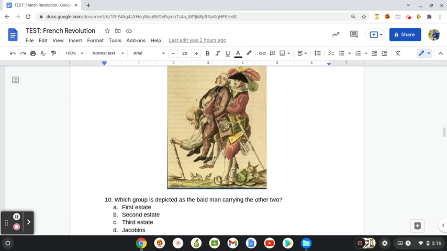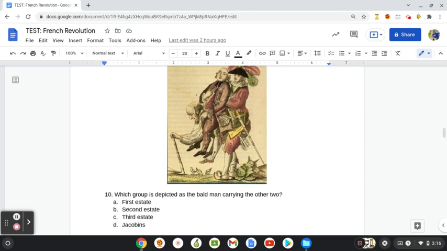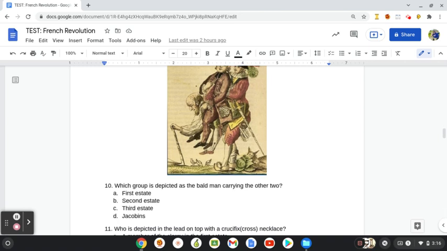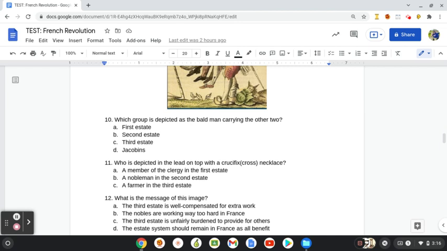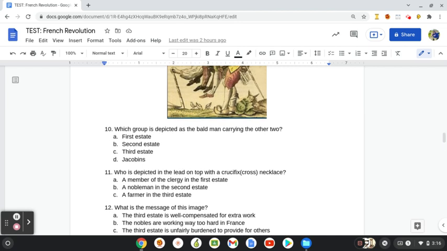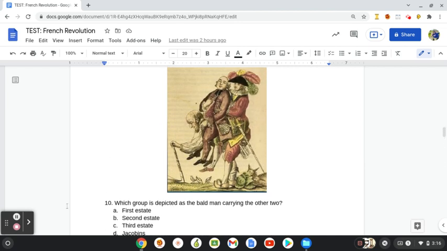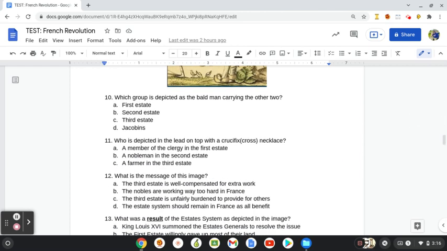Which group is depicted as the bald man carrying the other two? Is that the first estate, second estate, third estate, or the Jacobins? Number 11, who is depicted in the lead on top with the crucifix as his necklace? Okay, that's a cross. Is that a member of the clergy in the first estate, a nobleman in the second, or a farmer in the third?